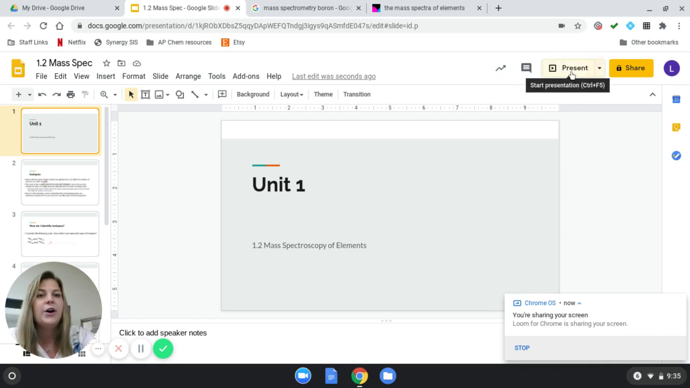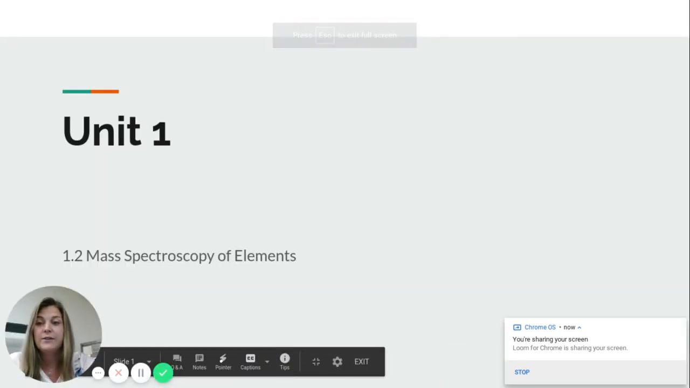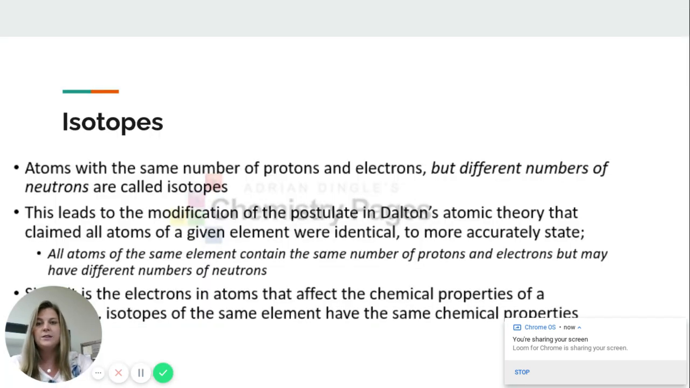All right, so again, we're in Unit 1. This is Learning Objective 1.2, Mass Spectroscopy of Elements. Now, the learning target itself only deals with the physical mass spec graphs, but I can't teach you that without reminding you about what isotopes are.